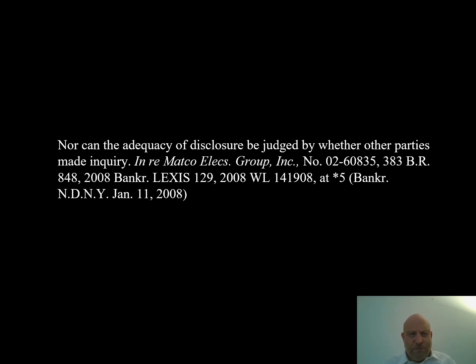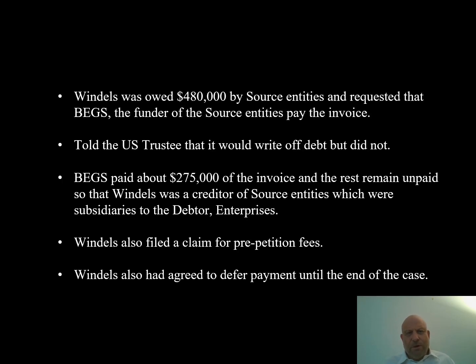So let's go into the facts a little bit here. Wendell's was owed a considerable amount of money pre-petition by the debtor before filing the petition, and also requested that an equity holder, BEGS, pay the invoice. It told the U.S. trustee it was writing it off. Apparently, it wasn't writing it off. BEGS did pay some of the invoice, and the rest would remain unpaid.